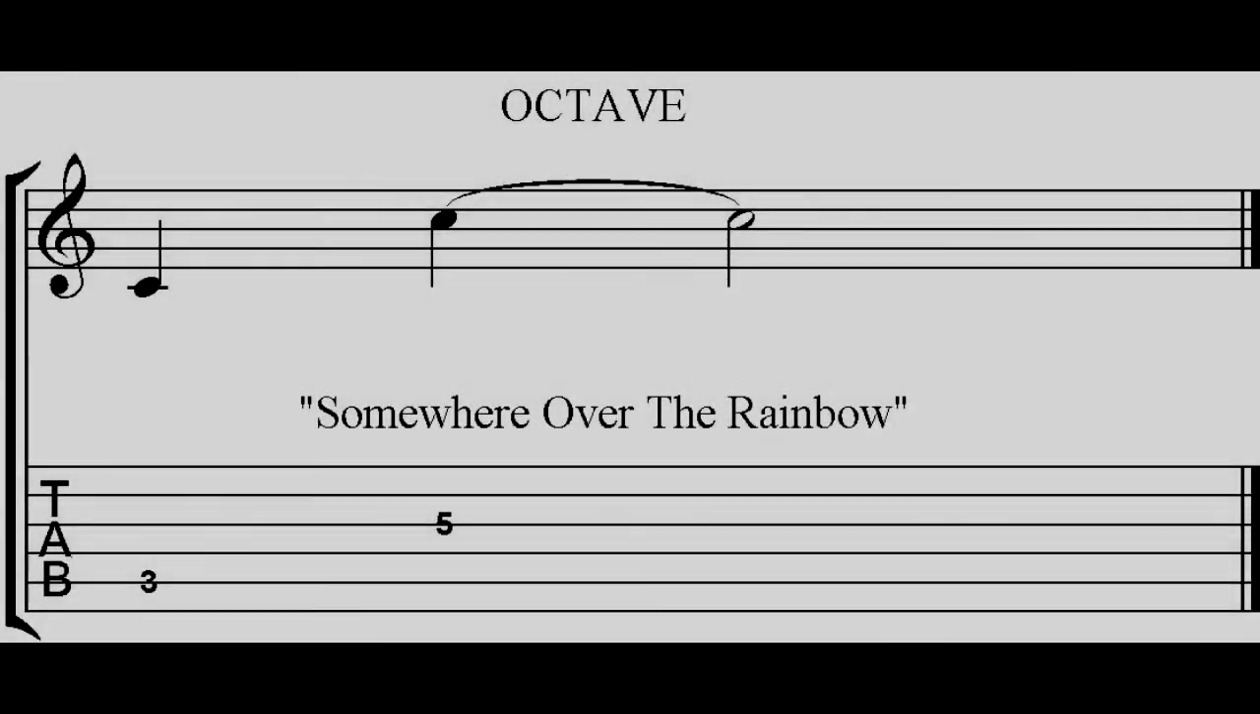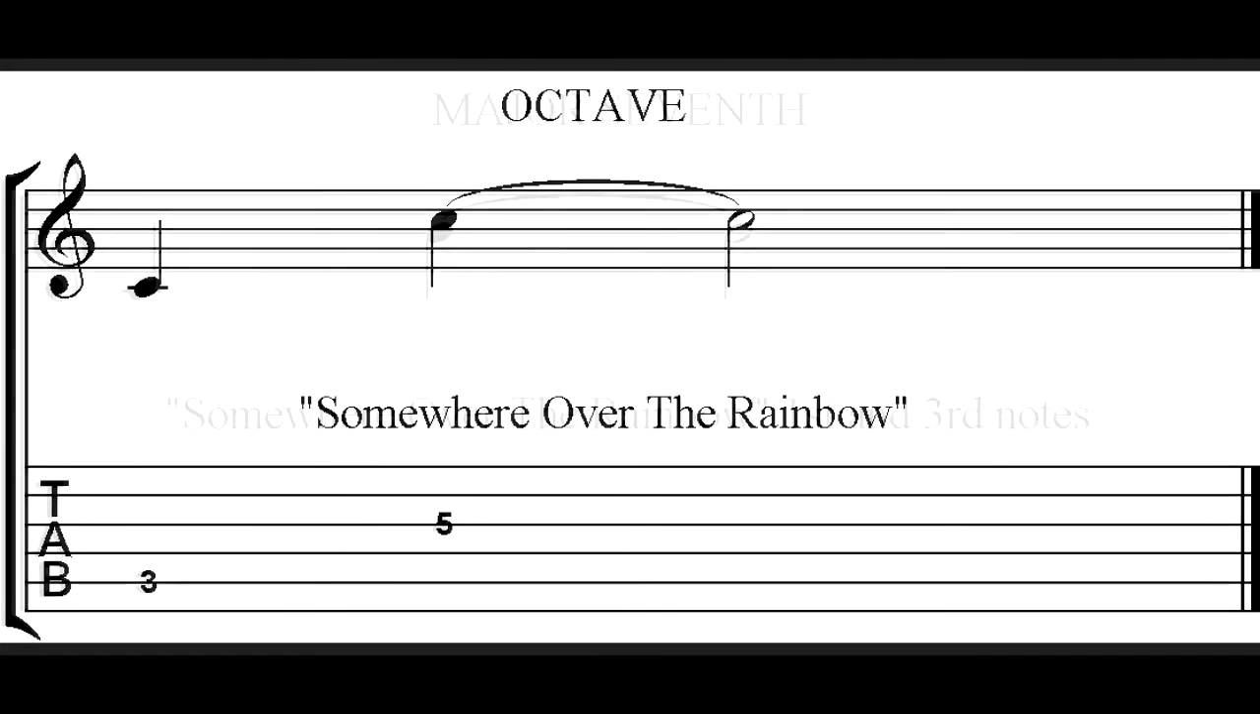We're going to jump now to the octave and then we'll go back and do the major seventh. The octave is C to C, an octave above. We already know what that sounds like because it's the first 2 notes of Somewhere Over the Rainbow. Let's see what that sounds like.